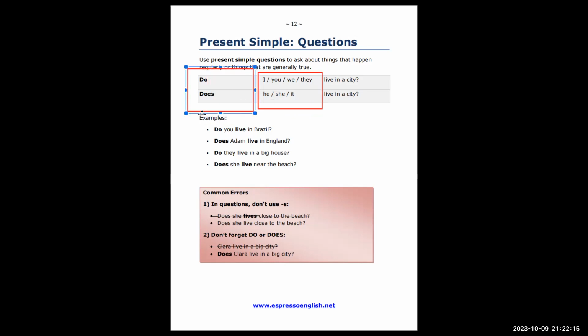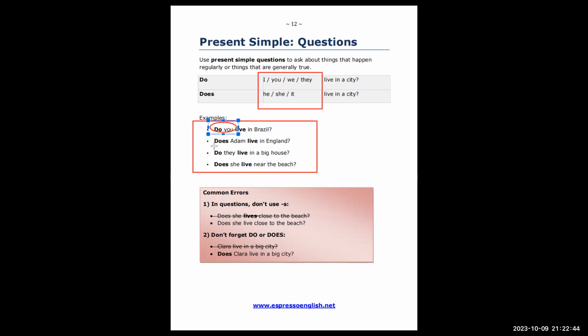And so please read the examples for the questions here. Do you live in Brazil? Does Adam live in England? Do you live in a big house? And does she live near the beach? Okay, very good. So do you, because it's you.